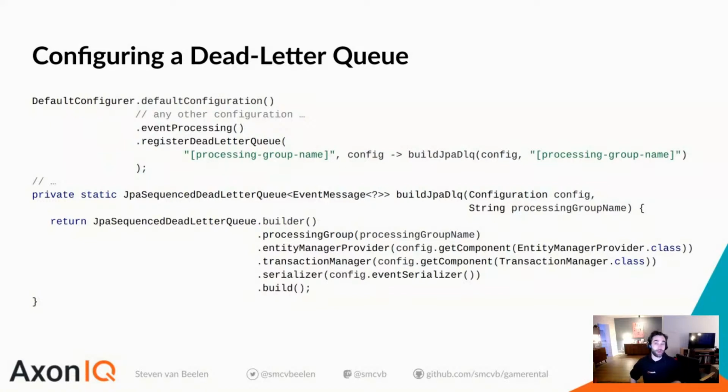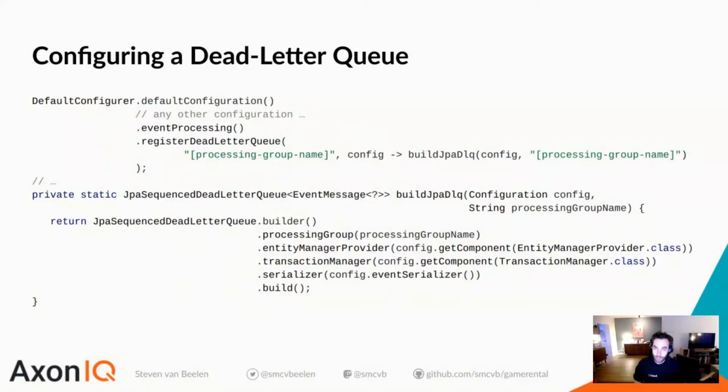So you're inclined to provide the processing group name you want to configure it for. Then you are requested to provide a function that ingests Axon's configuration, and then you are requested to return a sequenced dead letter queue implementation, specifically of event message, as you see here. I've moved that to a static method that builds a very plain JPA sequenced dead letter queue, providing you the processing group. And these are the hard requirements you need to give. You need to have an entity manager provider and a transaction manager, and we need to be able to serialize those dead letters to be able to store them. It's on this level that you also can configure the size of your queue and the number of sequences you're allowed to give, which I'll also show in a bit.